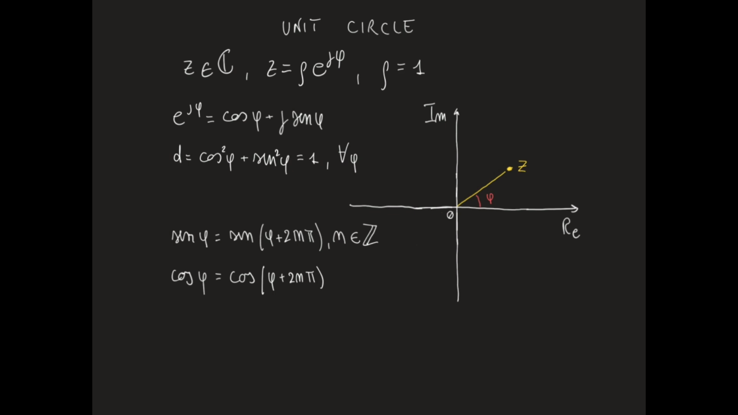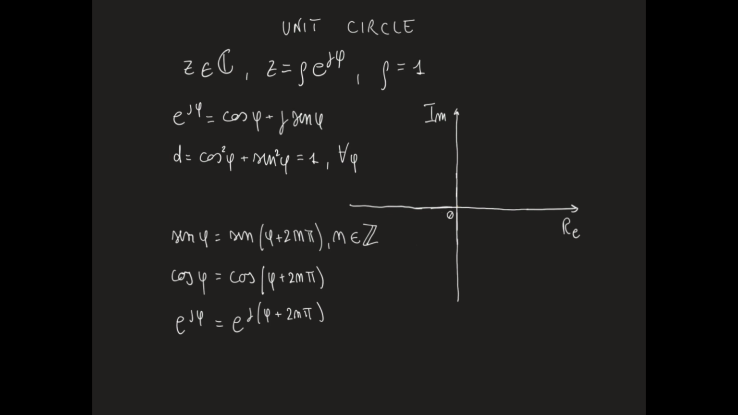As a consequence, also the exponential function of j phi is a periodic function with period 2 pi, which means that e to the j phi is equal to e to the j phi plus 2n pi.